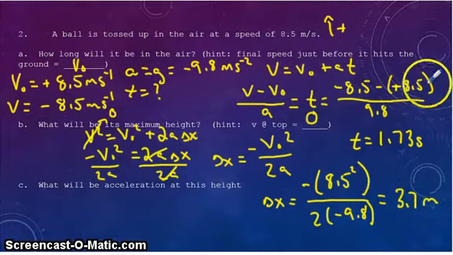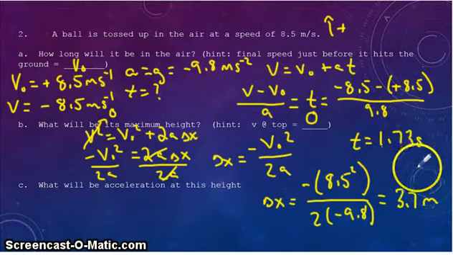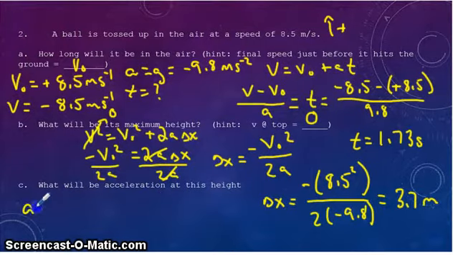So it goes up 3.75 meters and then comes back down 3.75 meters. And in doing that, it takes 1.73 seconds to complete. What will be its acceleration? Well, the acceleration is always equal to negative 9.8 meters per second squared.